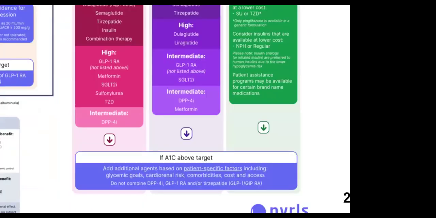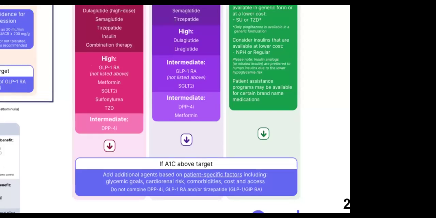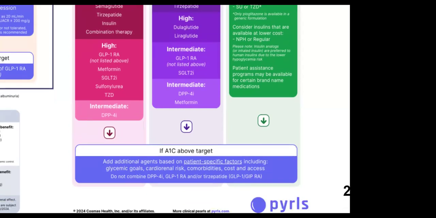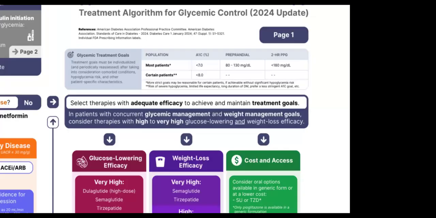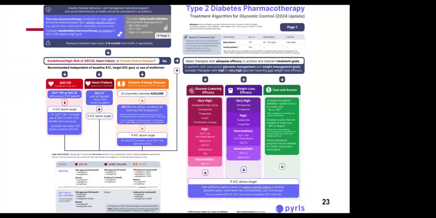And if the target is still not achieved, if the A1C is not achieved, then you look at other factors for the patient as well, things like adherence and the rest. Okay, I will share these and you'll be able to look at these protocols clearly.